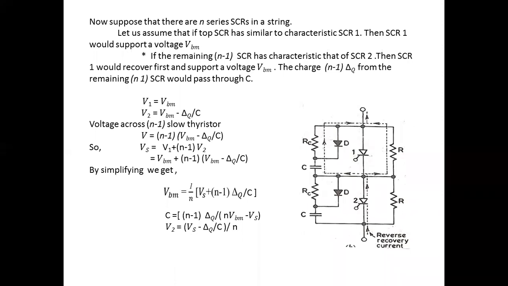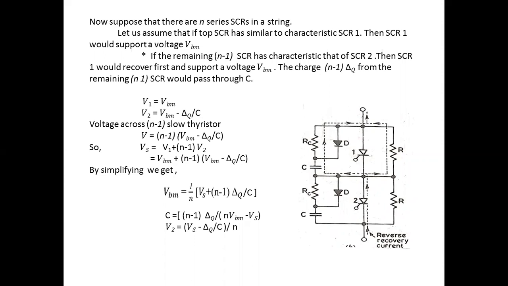We actually need to limit this change in voltage, which is otherwise unequal. Therefore, whenever the voltage has been limited, that is, dV by dt has been limited, there is an equal voltage distribution. That is about the topic related to the dynamic and also the static equalizing circuits of series connected SCRs.